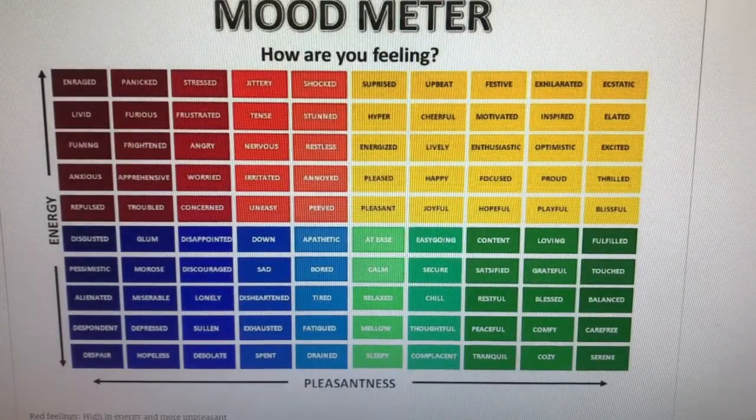Hello students, I promised you I was going to show you this really neat chart called the mood meter. As you can see, it is color coded and it is in 4 different quadrants, okay?